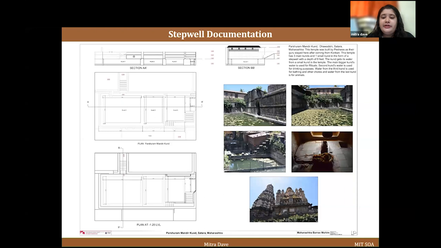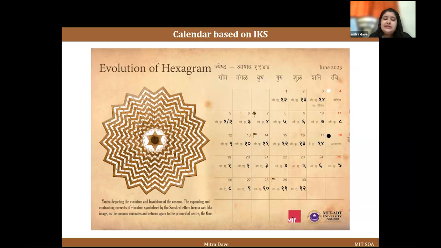And lastly, this was a calendar which was designed by me and one of my fellow batchmates, Kishan Verma, where we have taken a theme of mandalas, and we have created a Hindu as well as Gregorian calendar. It is a mix of Hindu as well as Gregorian calendar, and we have created all these graphics based on a book called Mandalas. And you will find the calendar in the college whenever you visit. So it was an extracurricular activity that we have done so that we can give and create awareness about IKS in different departments and for different people.